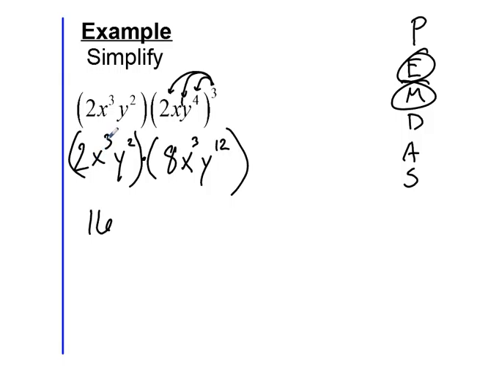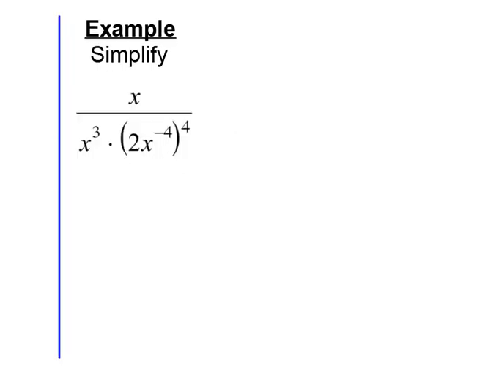We have an x to the third power times an x to the third power. That's an x to the 6. 3 plus 3 is 6. X to the second power times y to the second power times y to the 12th power. We add those, and we end up with a y to the 14th power. This is our simplified answer.